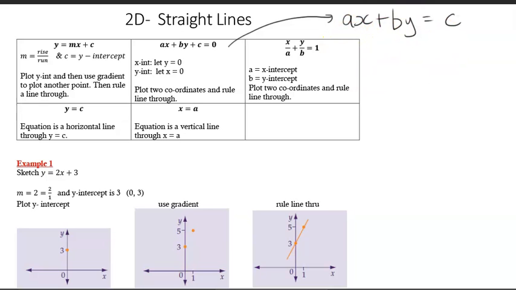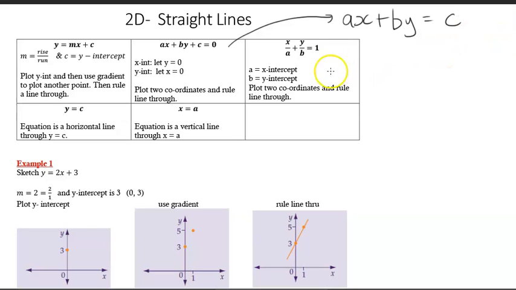When it's in this format, in order to find the x and y intercepts respectively, you're going to let y equal to 0 and then solve for x, and to get the y-intercept you're going to let x equal to 0 and solve for y. And then again, once you find these 2 intercepts, you're going to plot these 2 coordinates and then you're going to rule a line through it.